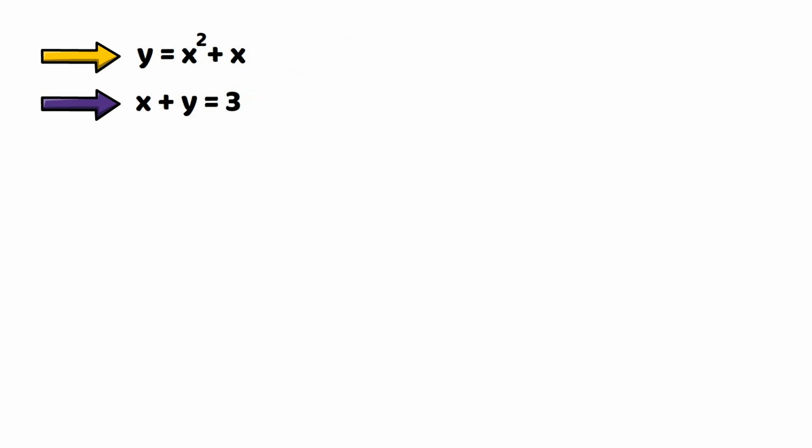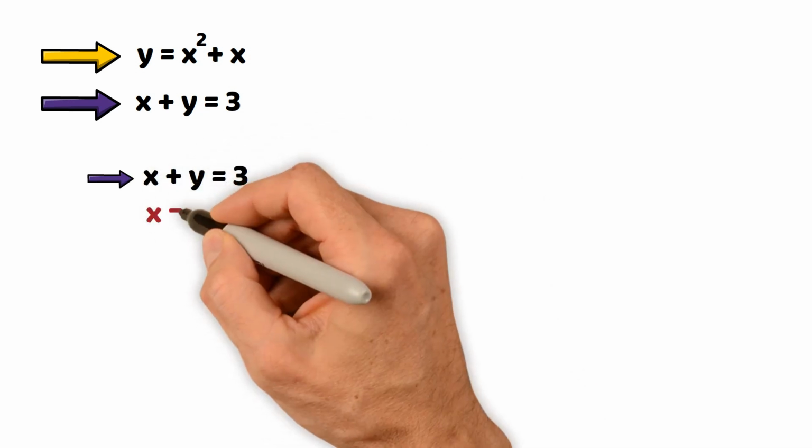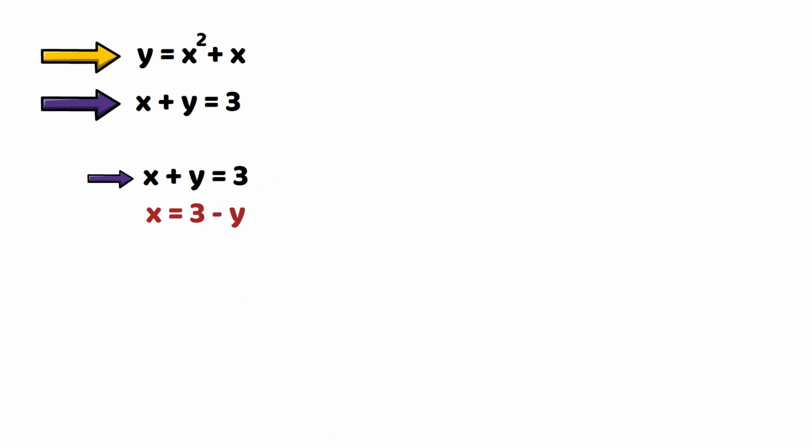Let's use another example and solve the equations y equals x squared plus x and x plus y equals 3. We'll use the substitution method. Let's start with the equation x plus y equals 3 because it's easier to use. We solve for one of the variables, say x, by subtracting y, and we get x equals negative y plus 3, or 3 minus y.